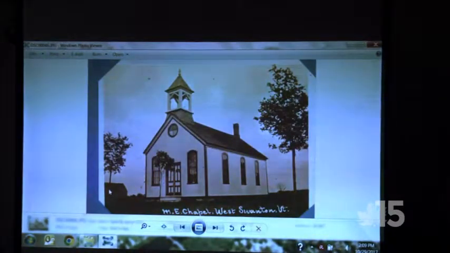I'm going to start with the last picture on the list, which is really first and foremost today. This little special church, the Little White Church, the Methodist Chapel in West Swanton, Vermont. And there it is. Let's talk a little bit about it.